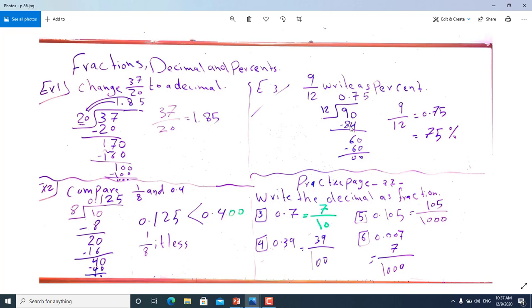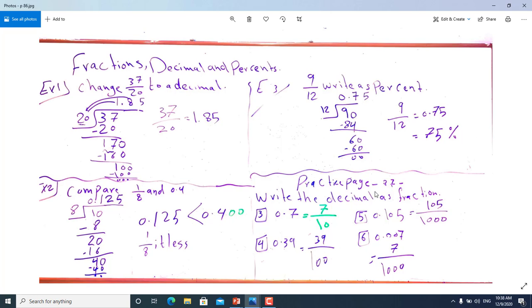7 multiplied by 12 is 84. 84 is the nearest product to 90 from the multiples of 12. Now we subtract it. 90 minus 84 is 6. This is the remainder, so we add a 0. It will be 60. 60 divided by 12 is 5. 5 times 12 is 60, and subtracting gives 0. So that means 9 over 12 is 0.75. In 0.75, the 7 is in the tenths place and the 5 is in the hundredths place. So it is 75%, because percent also means per hundred. That means it's in hundreds parts.